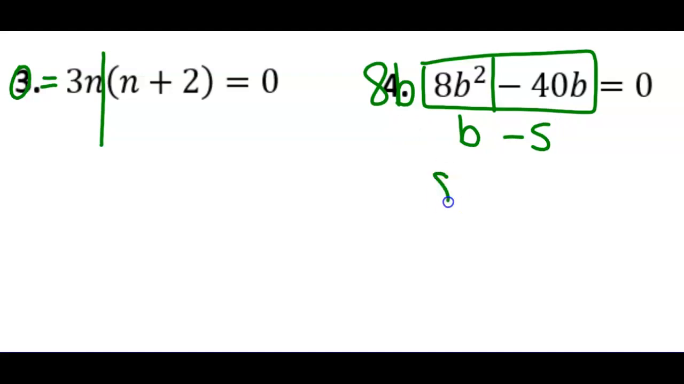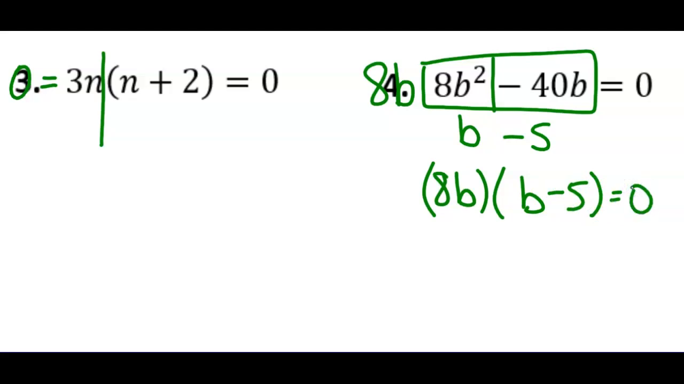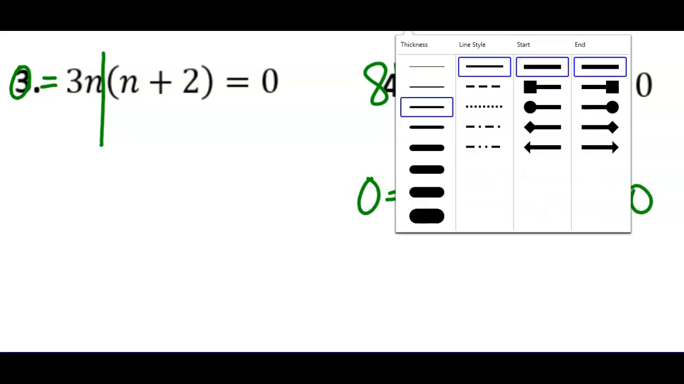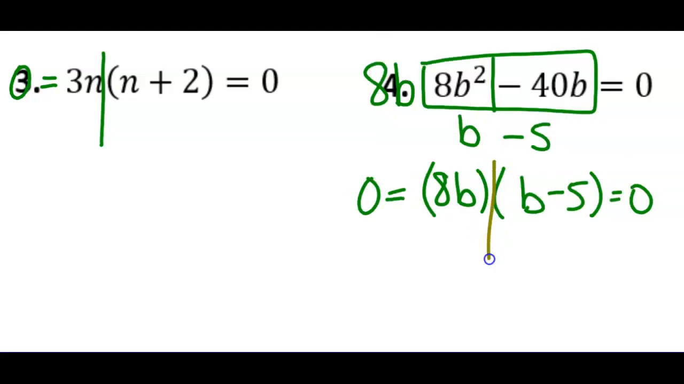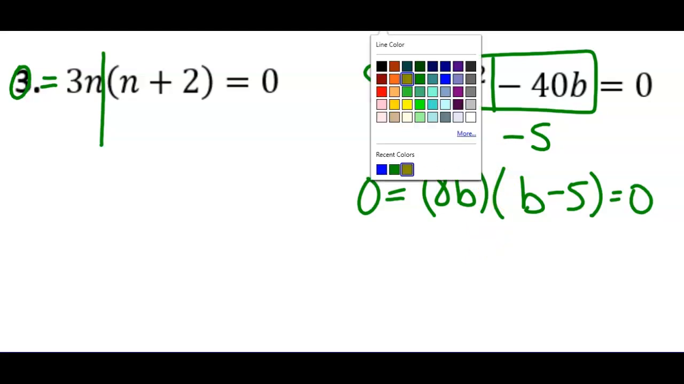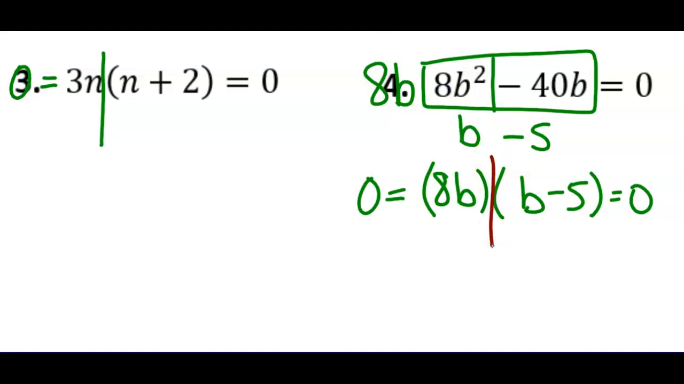That's where I'm at. So I've got 8b times b minus 5 equals 0. So now I need to find what is the number that would make this 0. That's my first answer. What is the number that would make this 0? That's my second answer. And so I set this equal to 0. It's an ugly color. I don't want to use that color. I separate those two things. I find both answers, and I'm good to go.